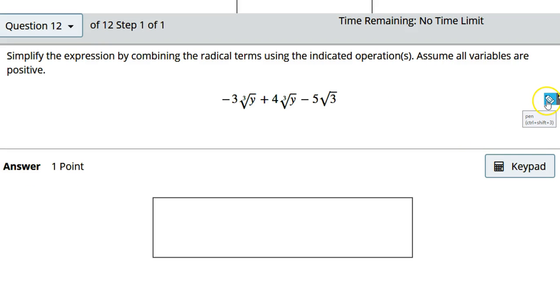All right, this is our last question. And as we look at this, we're asked to simplify. Well, notice here, the radical and the radicals are the same. So we would just add the numerical coefficients. And this would be a 1 that we don't write. The cube root of y. And then this is what's left over. Minus 5, the cube root of 3.